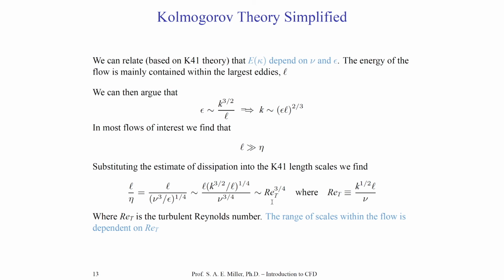You see here what's interesting: if you equate the turbulent Reynolds number to the 3/4 to L over eta, and you increase the Reynolds number, then of course the ratio L over eta becomes larger and larger. The message is, if the turbulent Reynolds number of the flow increases, the cascade will increase. That is, the ratio of the integral length scale to the Kolmogorov length scale will become bigger and bigger. This shows that the range of scales within the flow is dependent on the turbulent Reynolds number in a very simple and elegant equation.